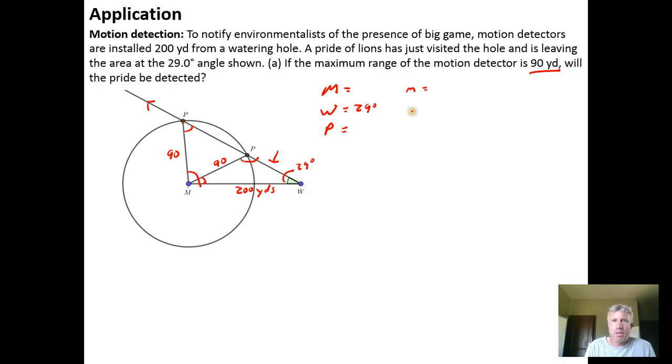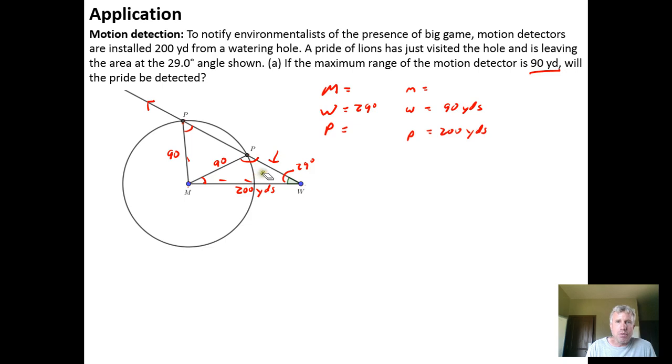So we don't know little m, but we do know little w. Little w is the side opposite angle w. So the sides opposite angle w are the 90-yard sides, representing the detection range of the motion detector. And little p will be the side that's opposite the Pride of Lions, which is going to be the 200 yards.